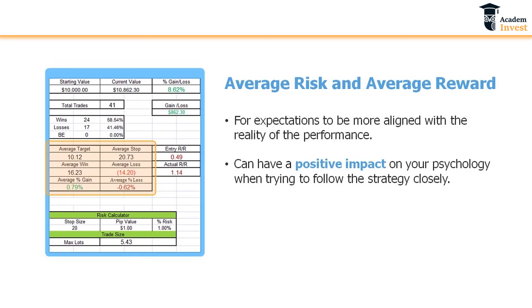Knowing the average risk and average reward is vital, so that expectations can be more aligned with the reality of the performance. If your risk on individual trades begins to vastly exceed that of your average reward, then you may have to assess your system and see whether market conditions are changing or whether you are adhering to your strategy.